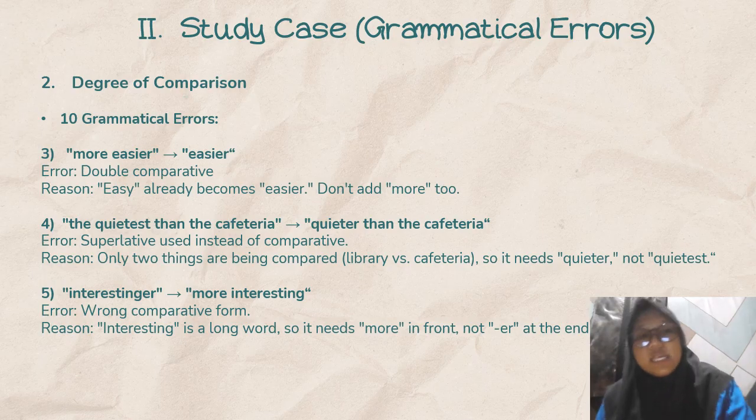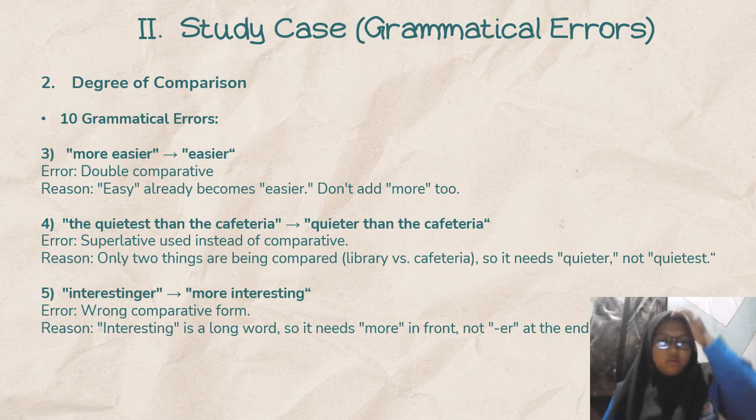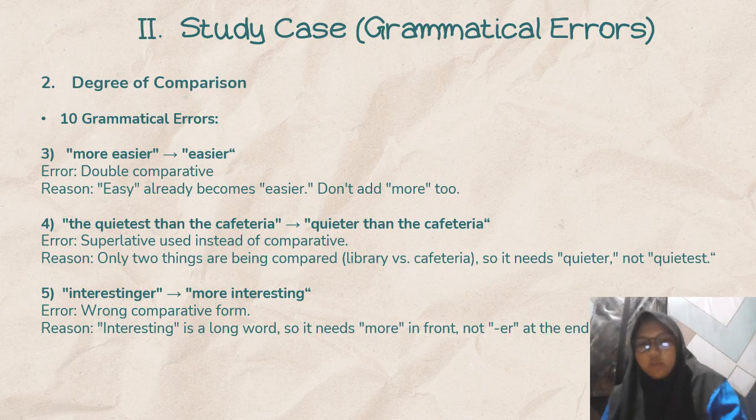Five, interestinger. It should be more interesting. The error is a wrong comparative form. The reason is interesting is a long word, so it needs more in front, not er at the end.